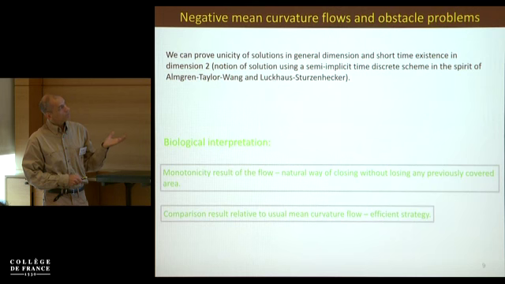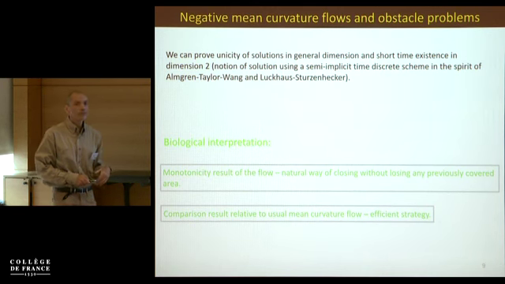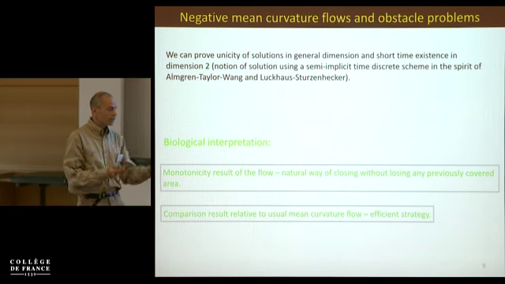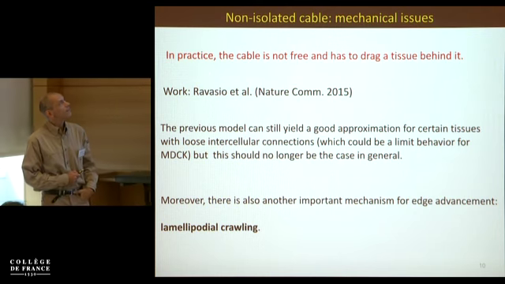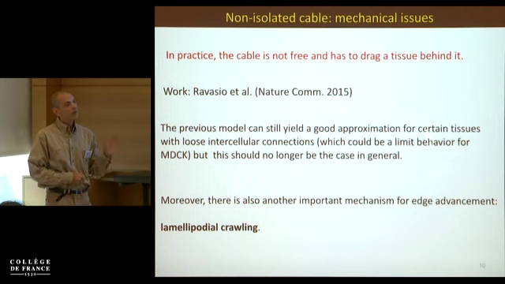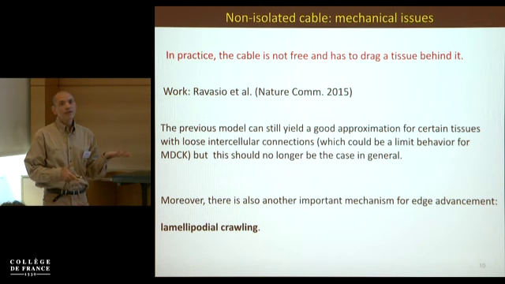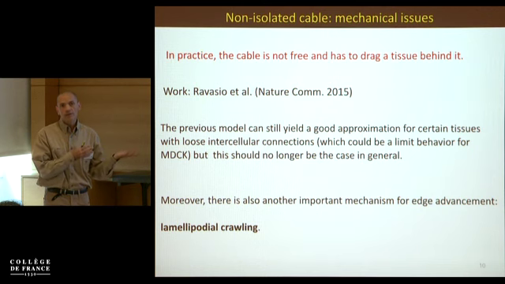And then the fact that it is a more efficient strategy compared to putting a cable all around your boundary, and that's just the comparison result with the mean curvature flow. So you get those two things from the math. Now, this is considering you have a cable with a constant tension, which is isolated, so it doesn't have to drag a tissue behind it. That's what that theorem would be about, in case you say that the force is just the curvature.